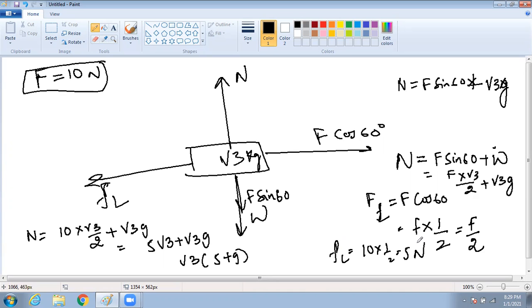But you know FL equal to how much? FL equal to mu S into N. Am I correct? But my 5 Newton is equal to FL. Am I correct? 5 Newton is equal to FL.